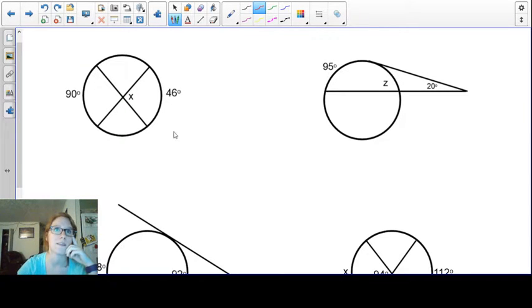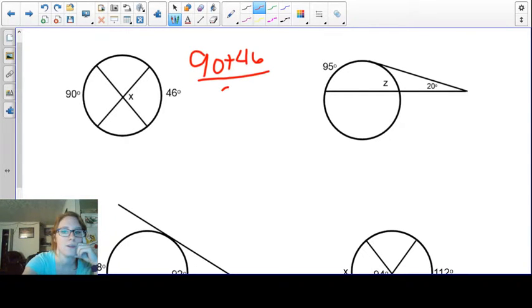This first one is inside. So I'm going to take 90 plus 46 and divide it by 2. So that is, what did I say, 68? Yeah.